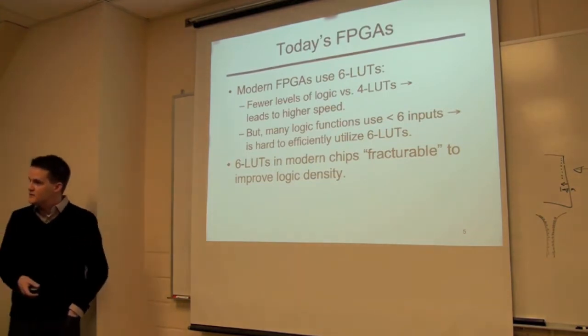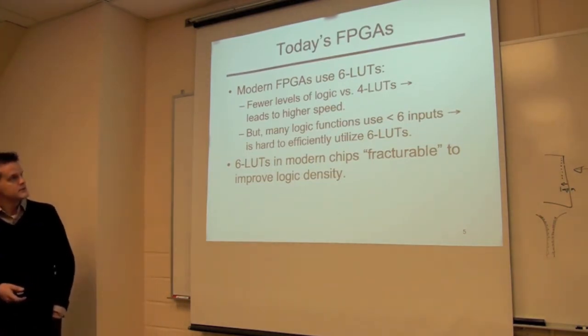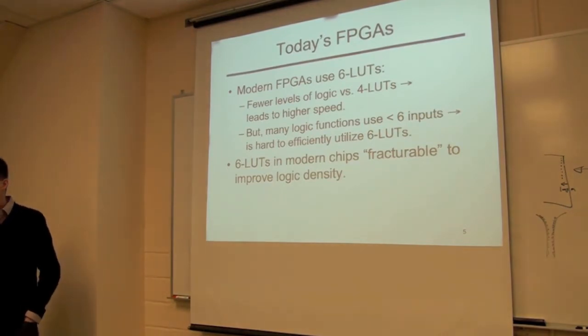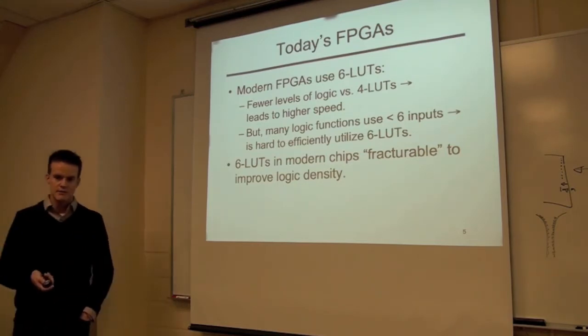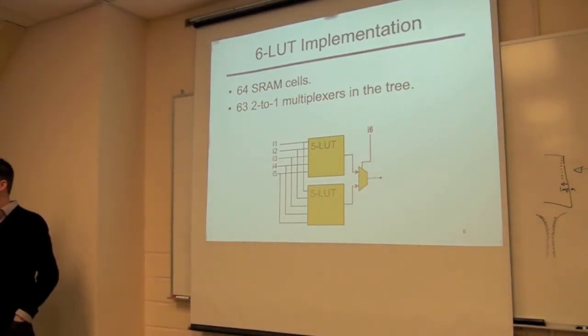So today's FPGAs, we know that the modern FPGAs use 6-input lookup tables. And the reason for going to 6-input versus 4-input is you use fewer levels of lookup tables, which means you have naturally fewer levels of interconnect between the lookup tables, and that will give you better speed. However, many logic functions use less than 6 inputs, and it's hard to efficiently utilize 6-input LUTs. So in the commercial vendors, what they've done is that the 6-LUTs in modern chips are fracturable to improve logic density. That really allows you to take 2 small LUTs and cram them together into one 6-input LUT.